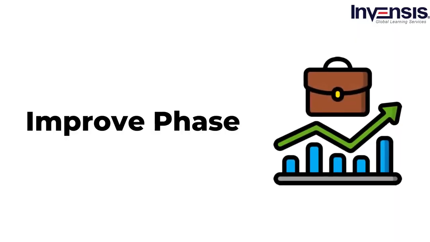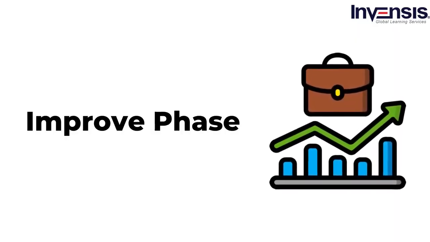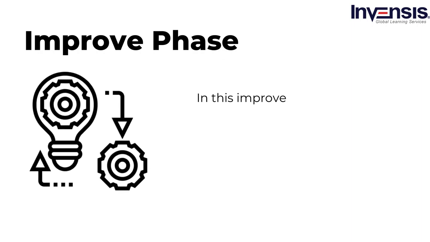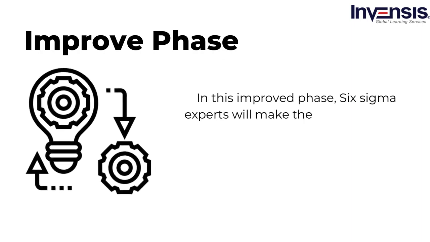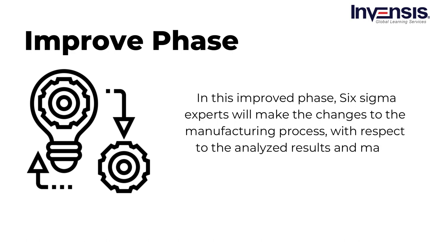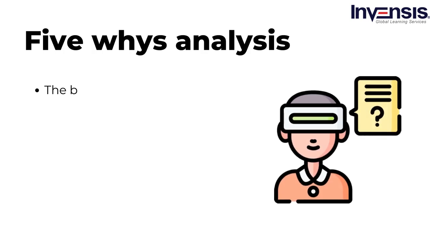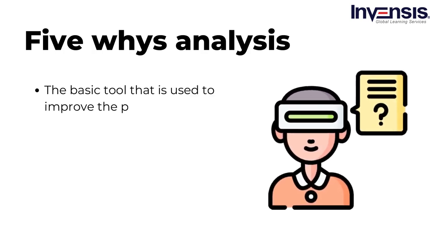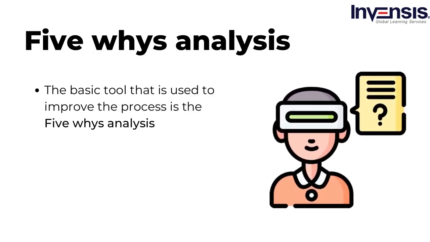Now, we will start with the next phase, which is the improve phase. Here, in this improve phase, Six Sigma experts will make the changes to the manufacturing process, with respect to the analyzed results, and ensure that the defects are addressed. We have the basic tool used to improve the process, that is, 5Y analysis.